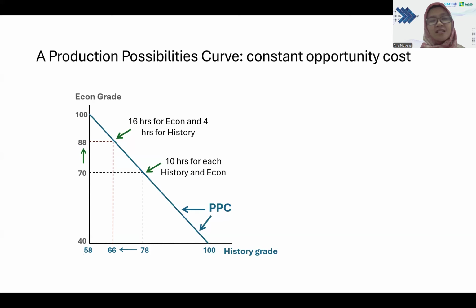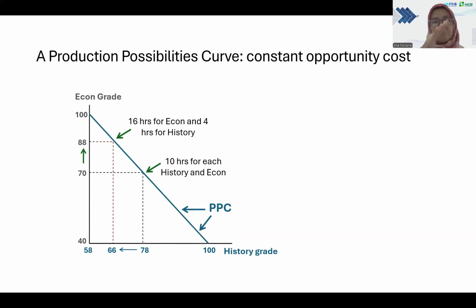So this is her opportunity cost. In order to get a higher economics grade, the opportunity cost is a lower history grade, so a reduction in the history grade. Along this PPC, since this is a straight line, we can say there's a constant opportunity cost.